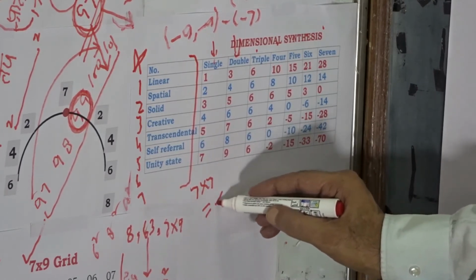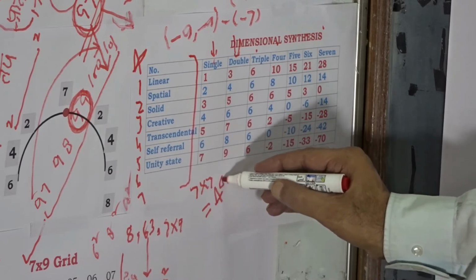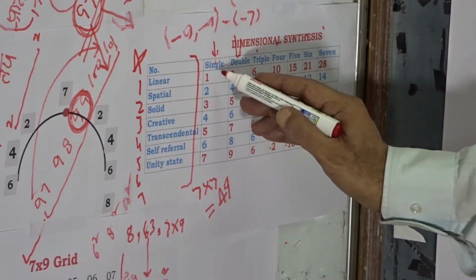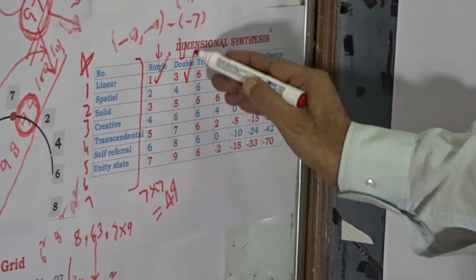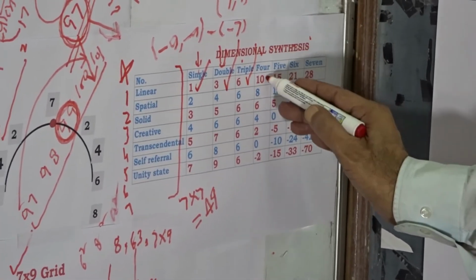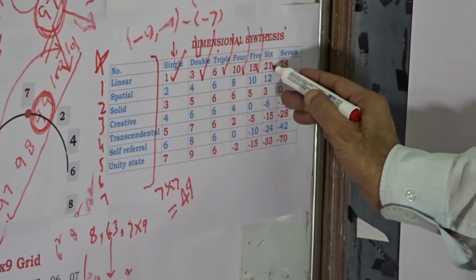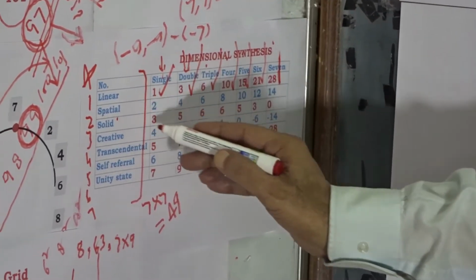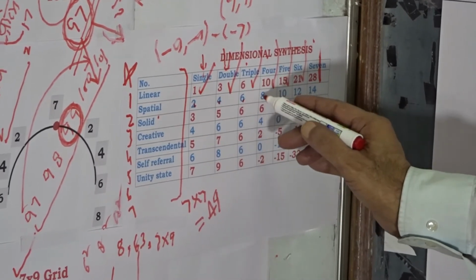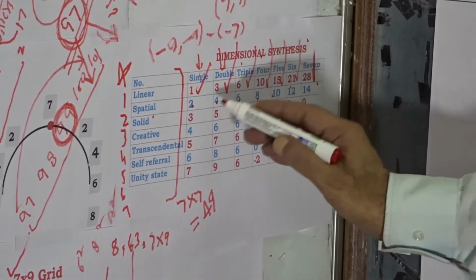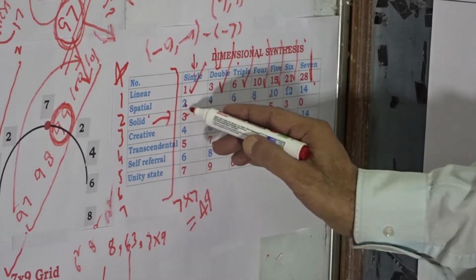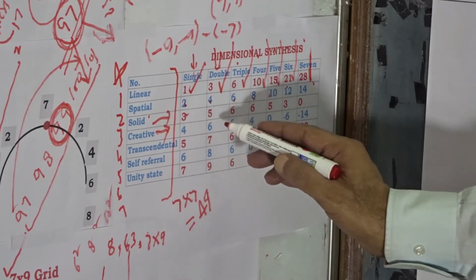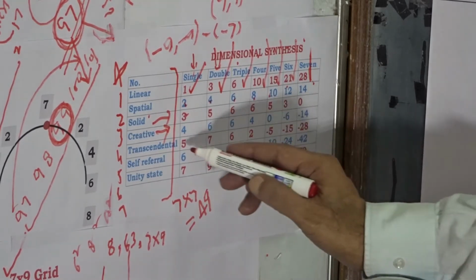If we see these 49 values, it will be blissful to take note that the linear dimensions and synthesis of single dimension is value 1, pair of dimensions gives value 3, triple gives 6, then 10, 15, 21 and 28. Further, if spatial dimensions values are 2, 4, 6, 8, 10, 12 and 14. Third solid 3, 5, 6, 6, 5, 3, 0. Creative 4 space dimensions 4, 6, 6, 4, 0, minus 6, minus 14.